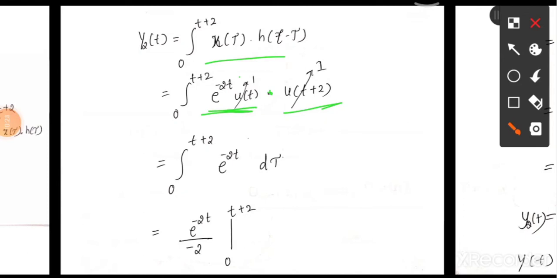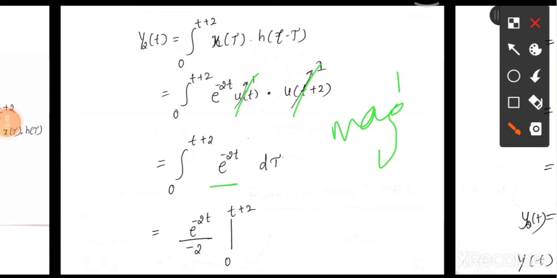Now what you can do is substitute the magnitude. Okay, u of t's magnitude is 1. U of t plus 2's magnitude is what? Even though it is starting from minus 2, what is its magnitude? It remains the same, 1. So its value is also 1 and its magnitude is also 1. We have to substitute the magnitude 1. Then what is left here? e raised to minus 2t.